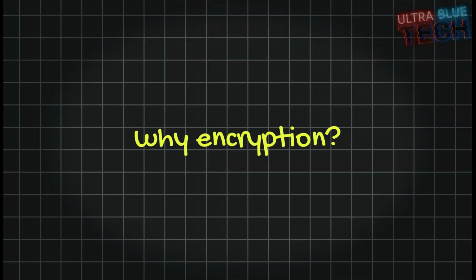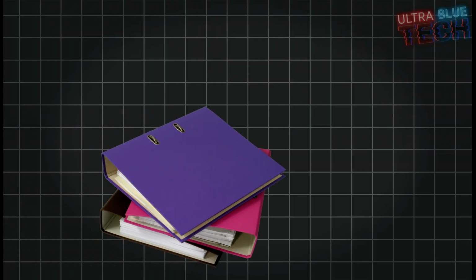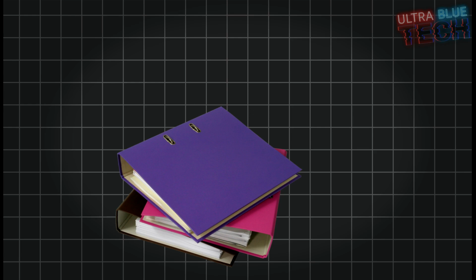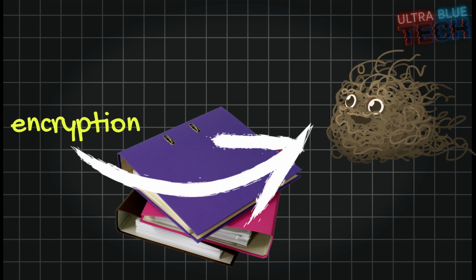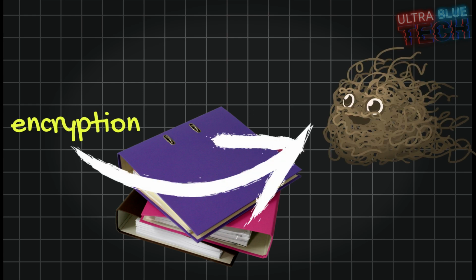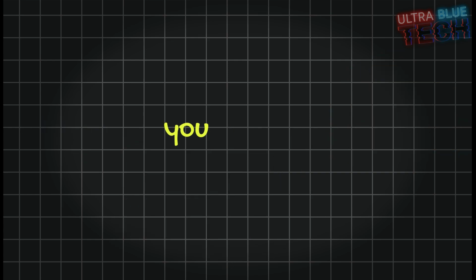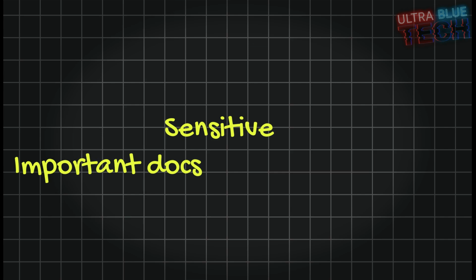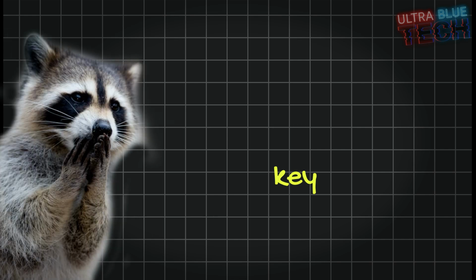So why should you care about encryption? Picture this. Your files are like a secret note you don't want just anyone reading. Encryption scrambles that note into a jumbled mess that only the right person, you, can unscramble. On Kali Linux, this is a big deal because we're often messing with sensitive stuff, right? Whether it's important docs or backups, encryption's your safety net. Even if someone sneaks into your system, they're stuck staring at gibberish without the key.